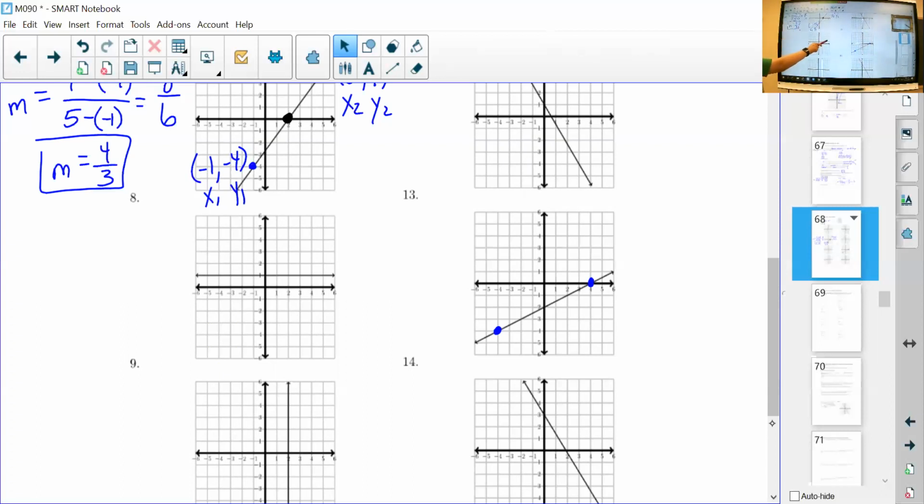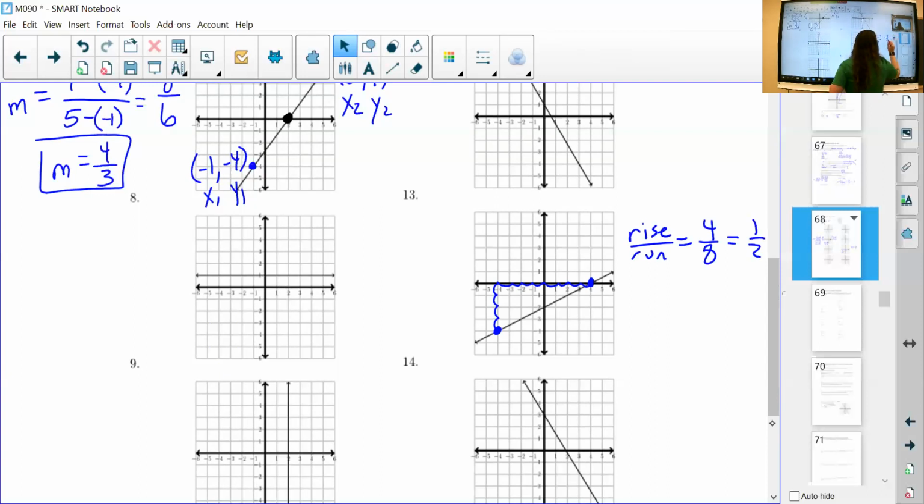And I can write what those points are, x1, y1, x2, y2, calculate the slope like I did for number 7. Or I can use the other definition of rise over run. So if I'm doing rise over run, I'm asking myself, how much do I have to go up from one point to the next? How much do I rise? So I rise 1, 2, 3, 4. Over run, I'm running 1, 2, 3, 4, 5, 6, 7, 8. Rise over run is 4 over 8, which is 1/2.